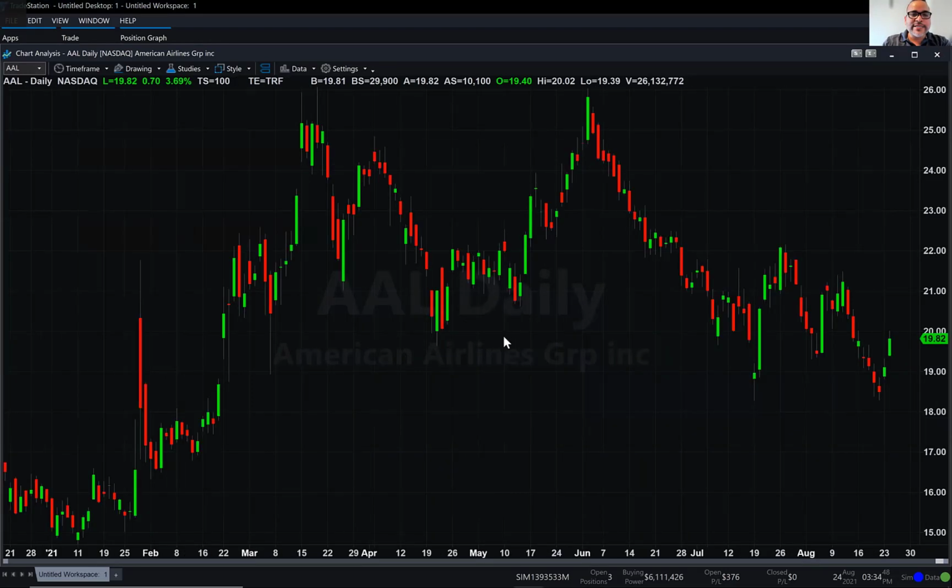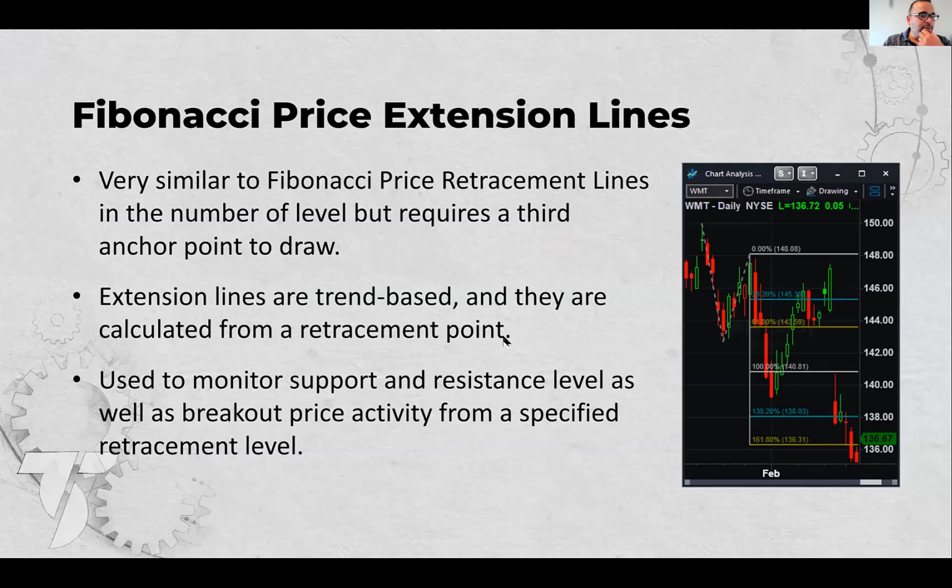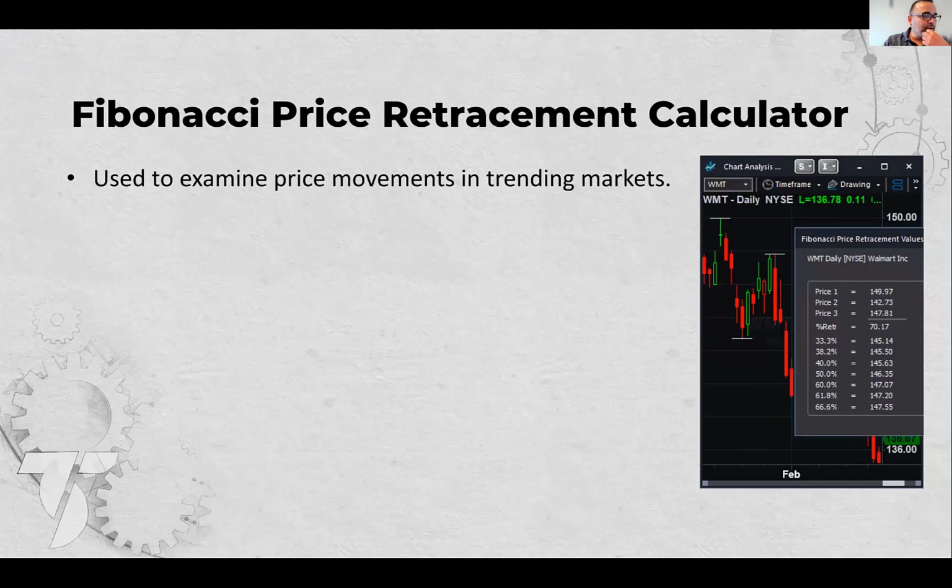Okay, so let's go ahead and take a look at the next drawing tool, which is the Fibonacci retracement calculator. Oh, one thing, how can you add more Fibonacci choices into these indicators? That's a great question, Pamela. Thank you for reminding me.